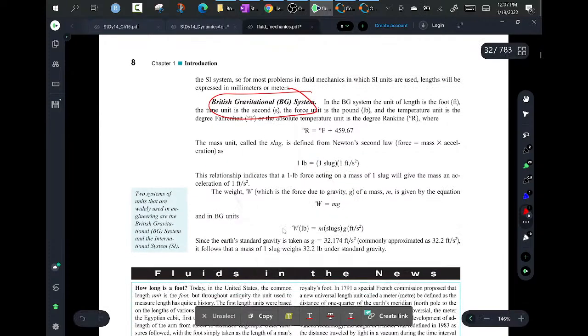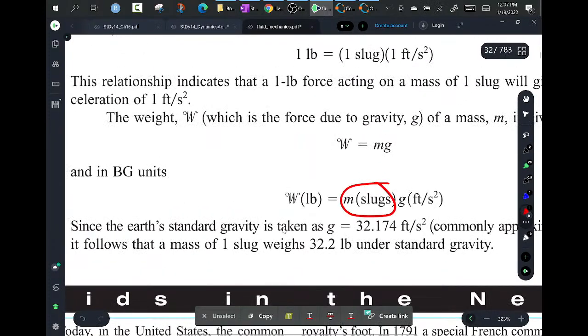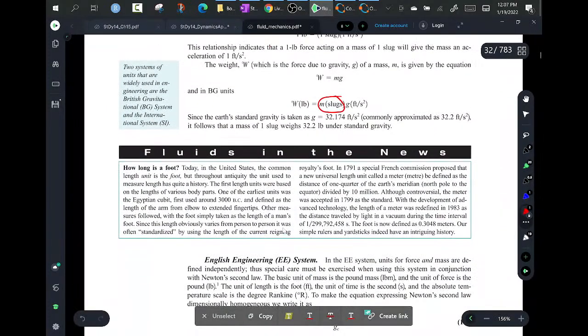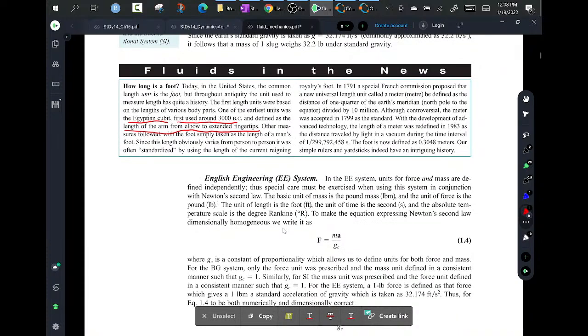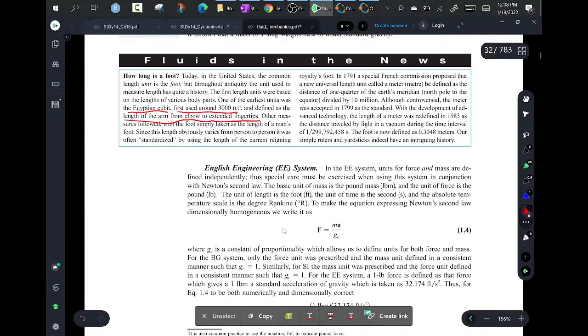Now, you'll notice in here, his mass is represented as slugs. Here's a thing. Let's see, I've never looked at this. The earliest units, Egyptian cubit, first used around 3000 BC, defined as the length of the arm from the elbow to the extended fingertips. Well, everybody grows up a different height, but maybe 3,000 years ago everybody was the same height. That's what I figure. So they could run around the marketplace using stuff like that. So this breaks down some more information there.